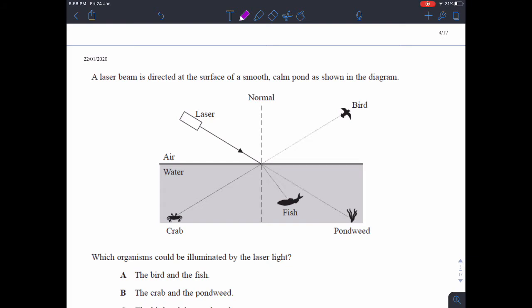This is the second part of the second IB multiple choice paper. There's 40 questions. This is questions 11 through 20.